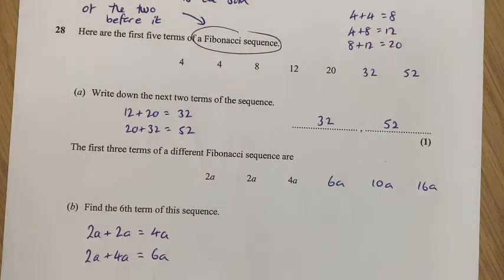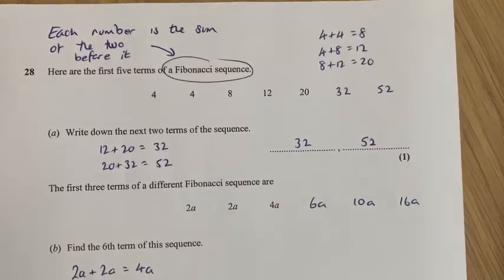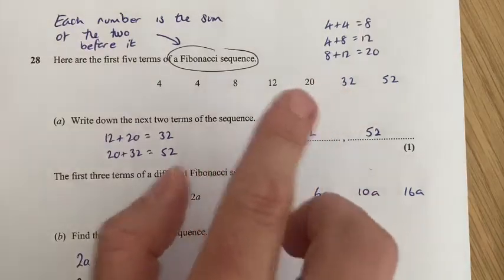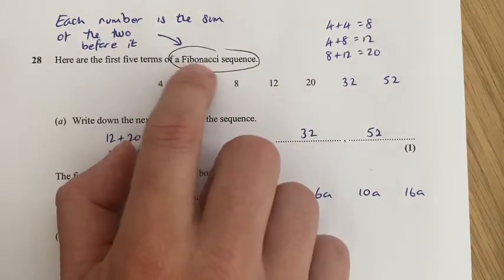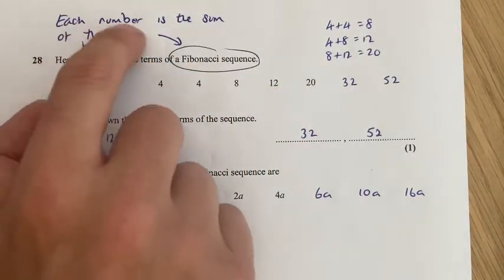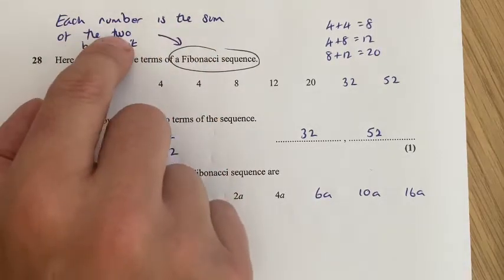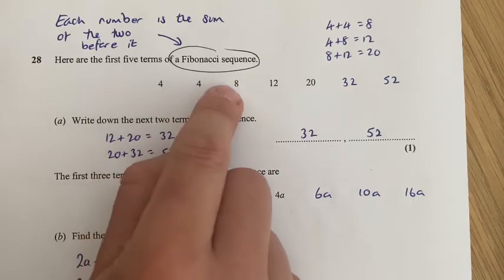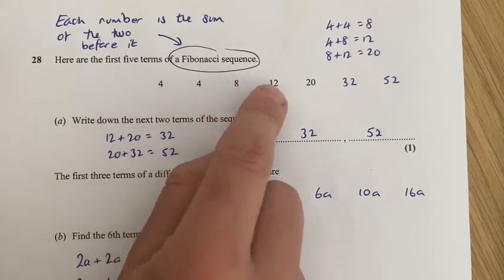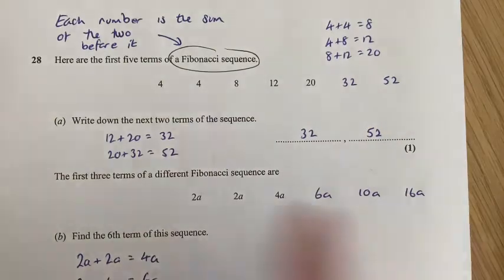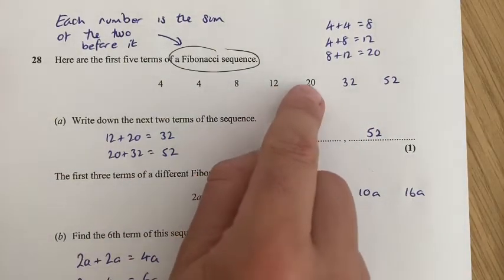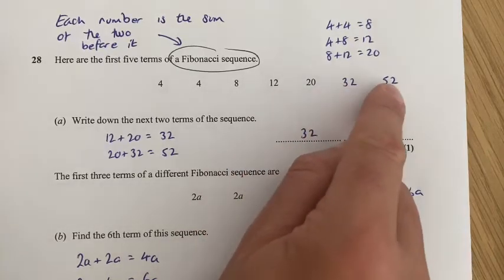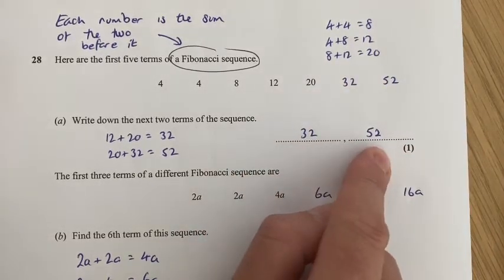not quite the final question, the final page, question 28. A Fibonacci sequence, right, it's really straightforward. The word scares people, it doesn't need to. It just means that each number is the sum of the two before it. So for example, 4 plus 4 gives us 8, 4 plus 8 gives us 12, 8 plus 12 gives us 20, and now you can work out the next two terms. 12 plus 20 is 32, 20 plus 32 is 52. There's the next two terms.